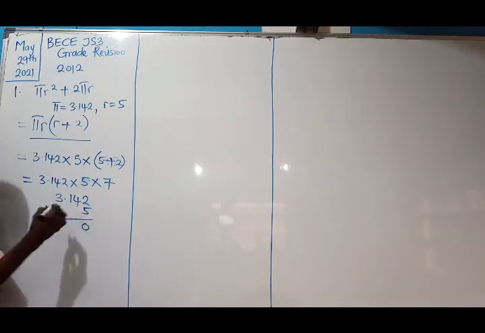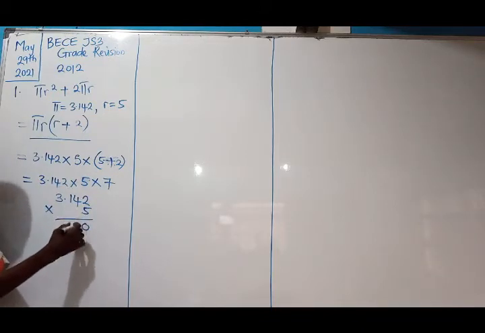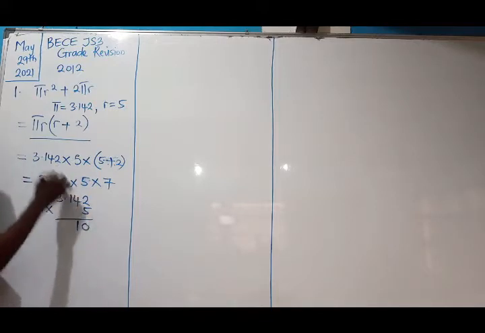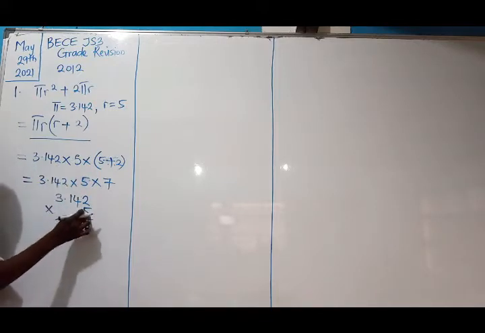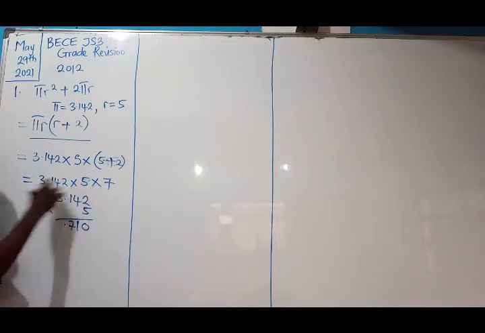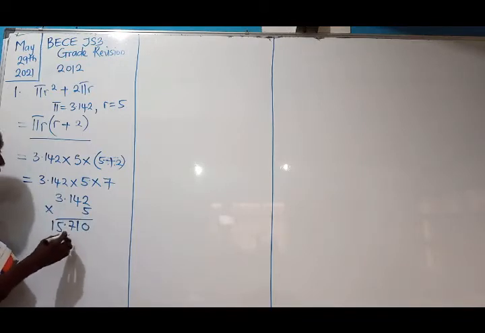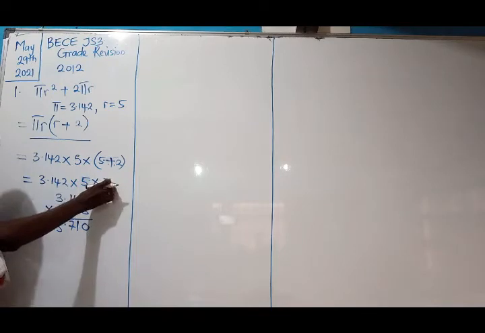I will then do this. This will be 0, carry 1. 4 times 5 is 20, plus 1, 21. I have a carry of 2. 5 times 1 is 5, plus 1, plus 2, that will be 7 points. I'm not carrying anything. So 3 times 5 becomes 15. Then I will now multiply that by 7.